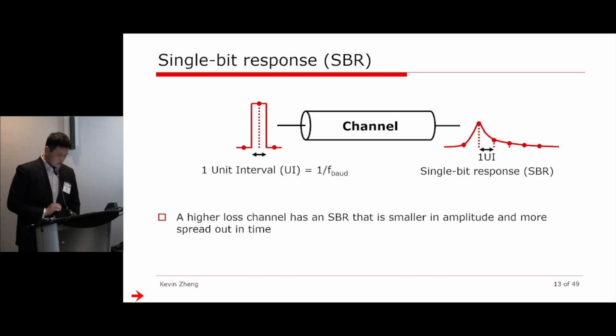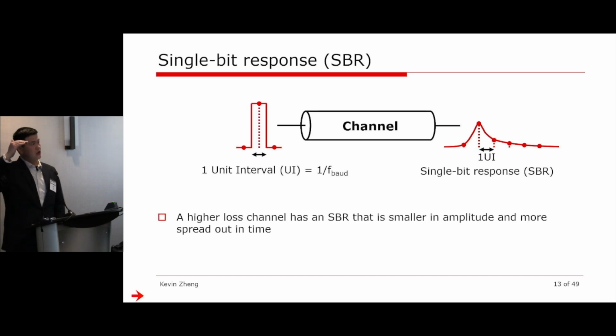A harder channel is going to make that amplitude on the output smaller and more spread out in time, okay? And then instead of only having signal content at one UI, it can span across multiple UIs.